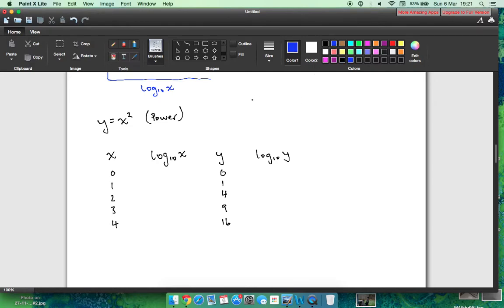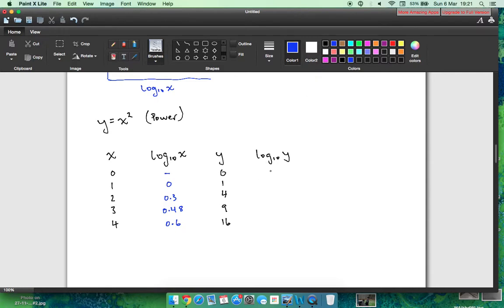Now, because we're doing a log-log graph, we need to go and take logs of each of the x values and then each of the y values. So first of all, log of 0 is invalid. There's no answer for that. Log of 1 is 0. Log of 2, 0.3. Log of 3, 0.48. And log of 4, 0.6.